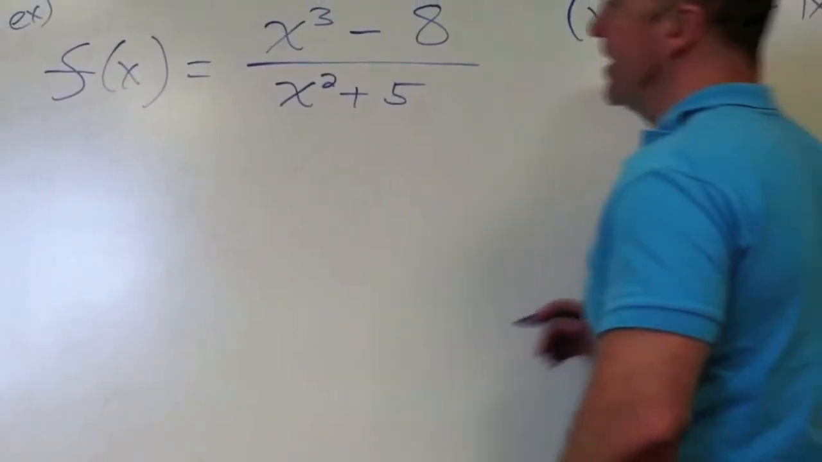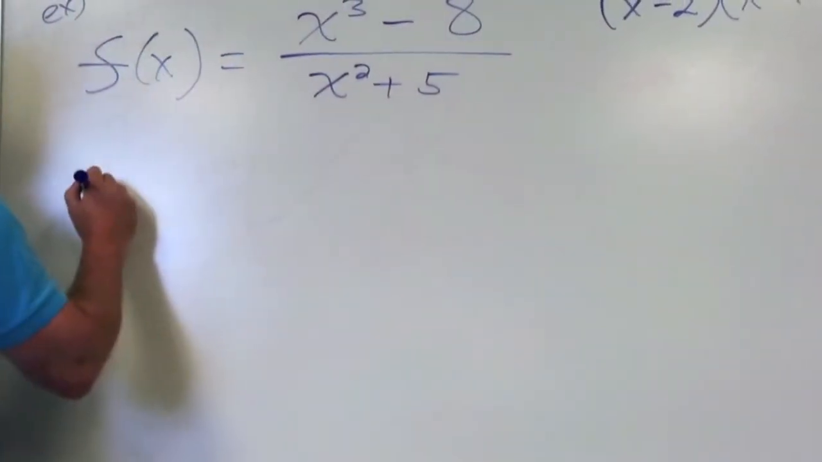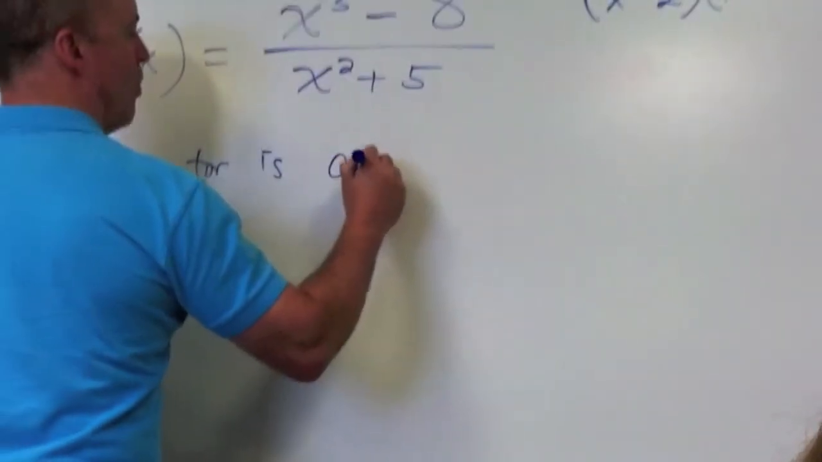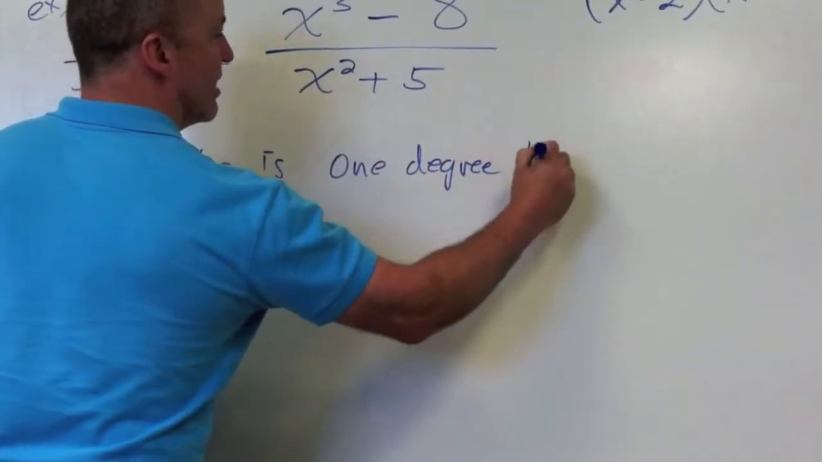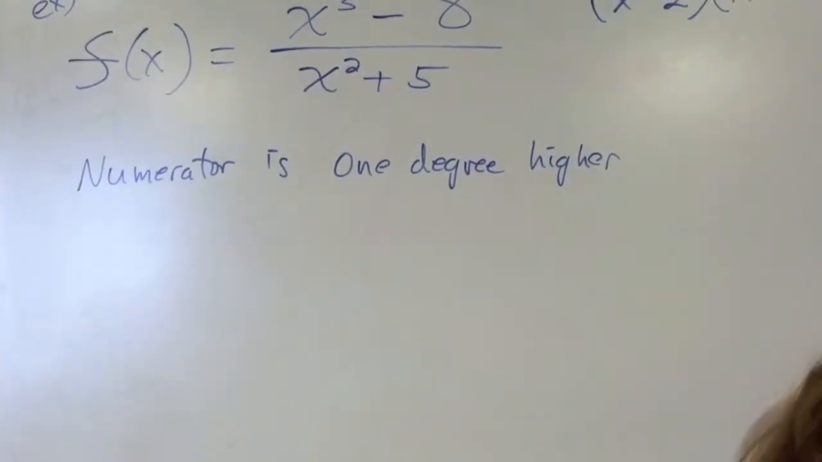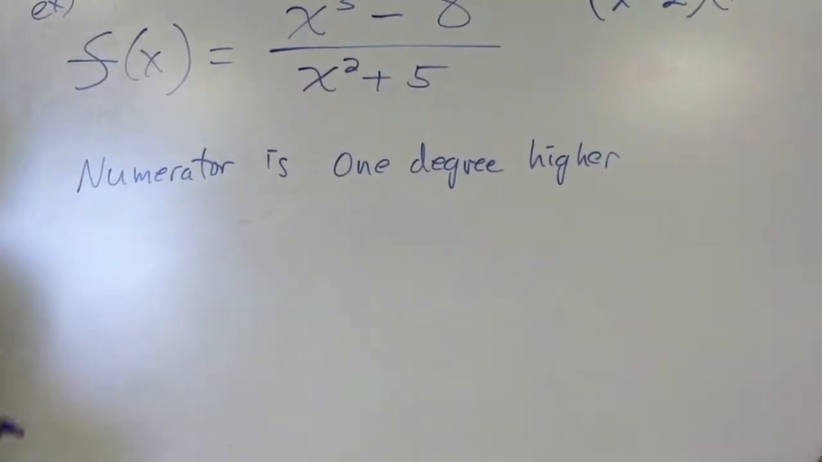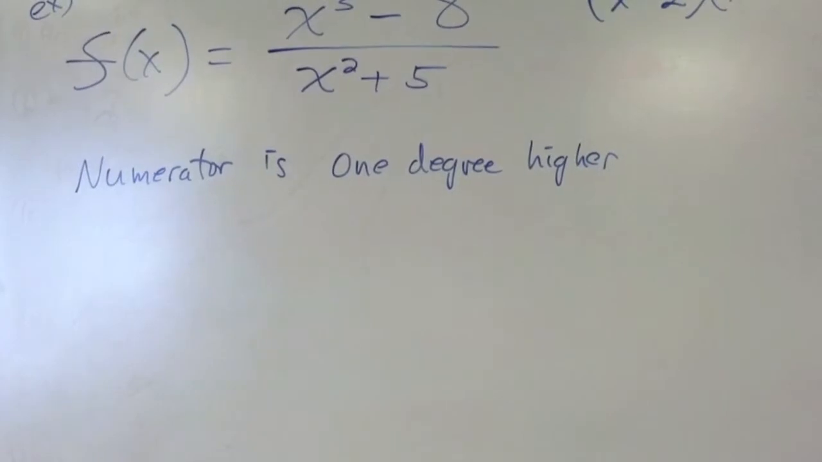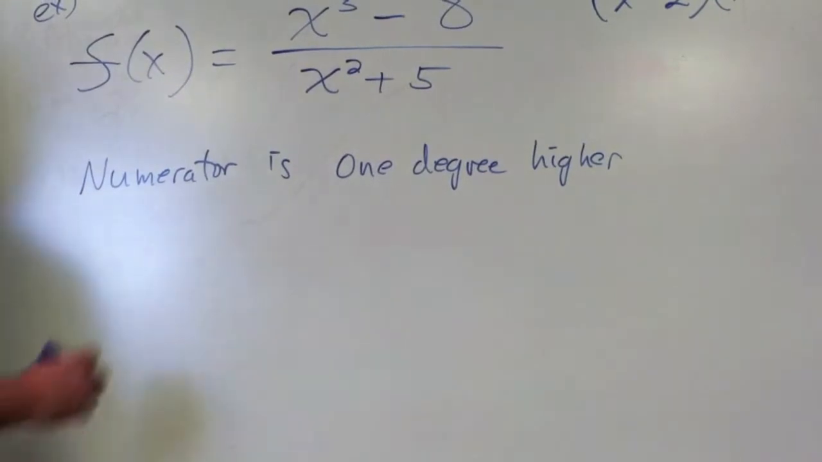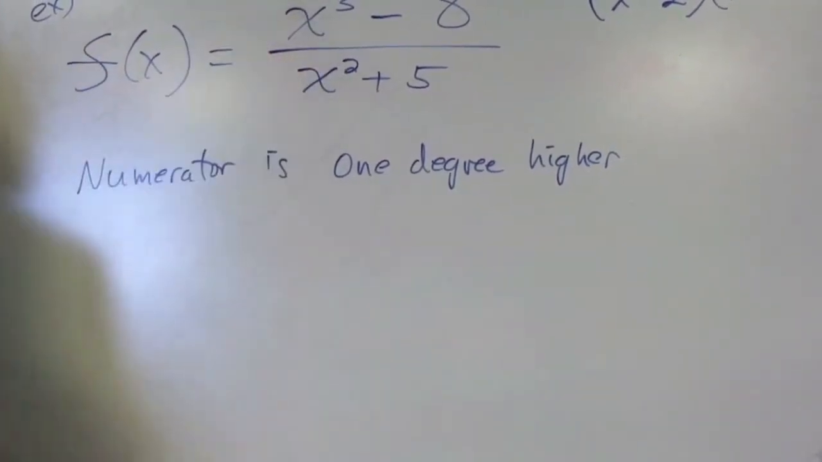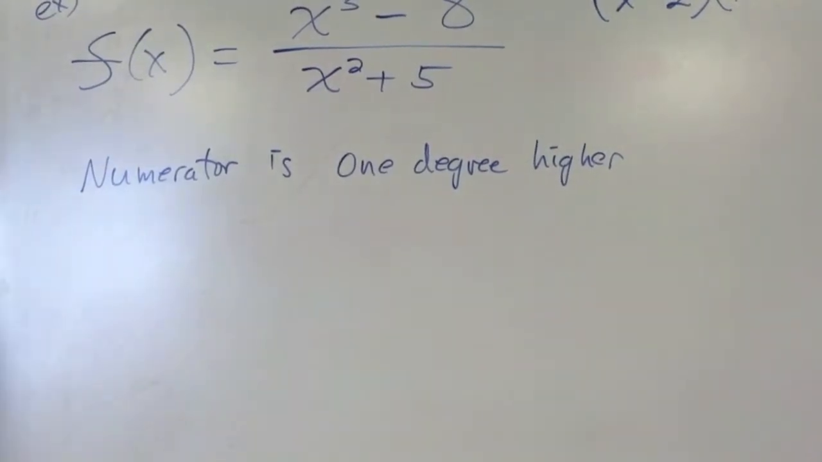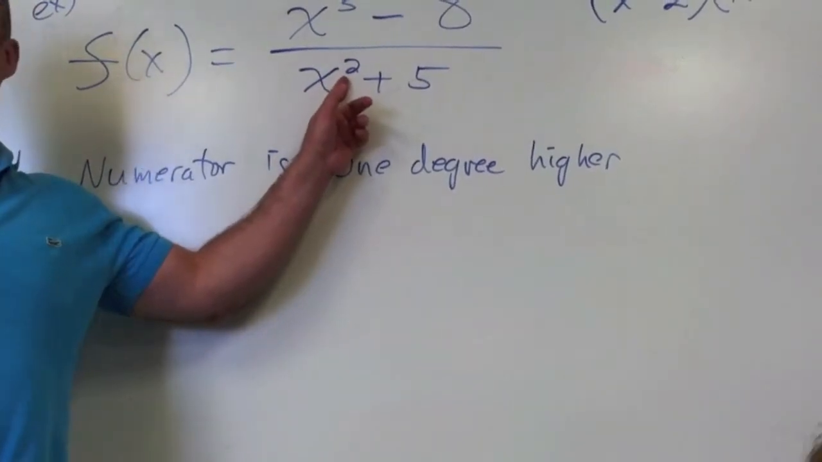Now, in this case, if the numerator is 1 degree higher, and only 1 degree higher, you have to find a slant asymptote. The asymptote will actually be at an angle. It won't be vertical or horizontal. You find it by polynomial long division. Synthetic division usually won't work. It only works if there's a first degree binomial on the bottom.